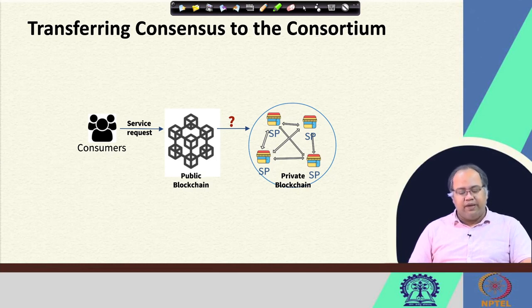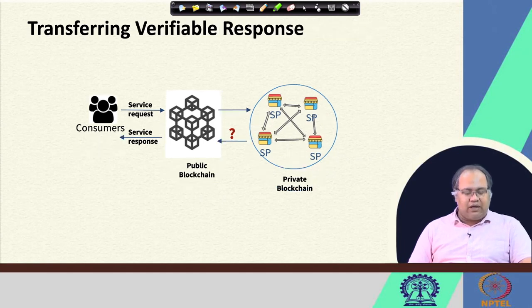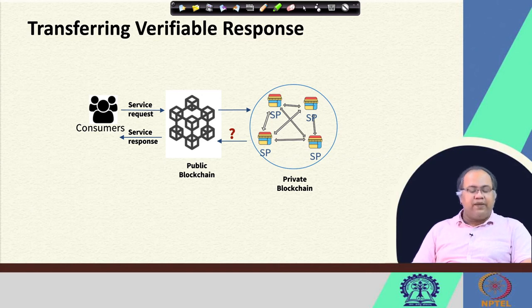So that the service providers in the private blockchain come to a consensus on the consumer request as well as the ordering of the consumer request. And then once the service provider processes that request and generates some response out of it, there needs to be a verifiable way to transfer that response back to the public blockchain, where the consumer would be able to validate that the response posted on the public blockchain came through the consensus mechanism of the private blockchain.